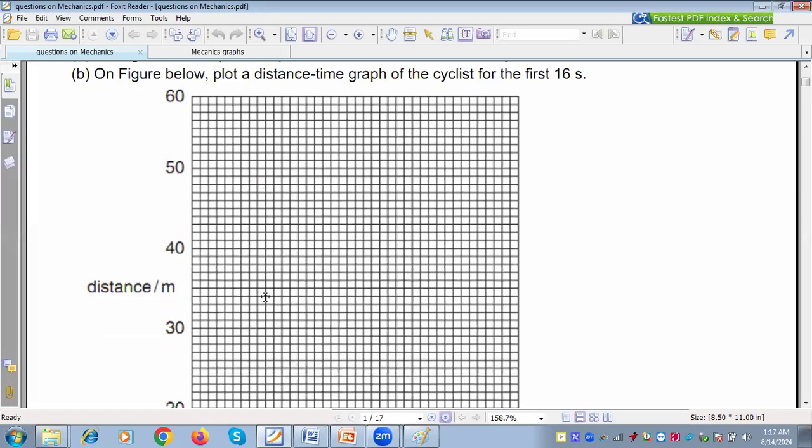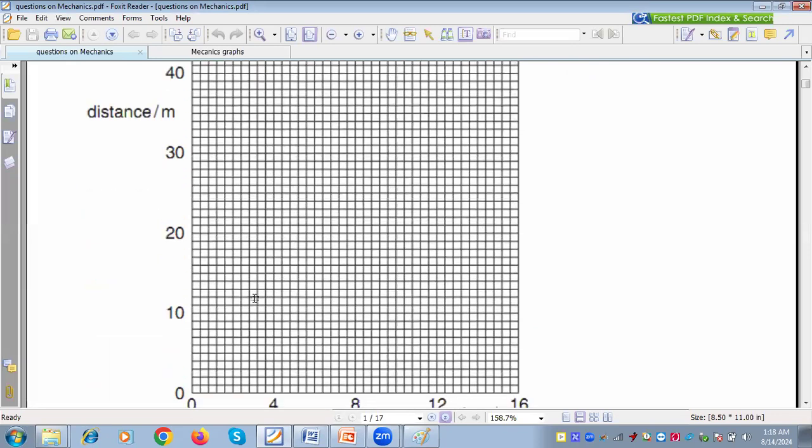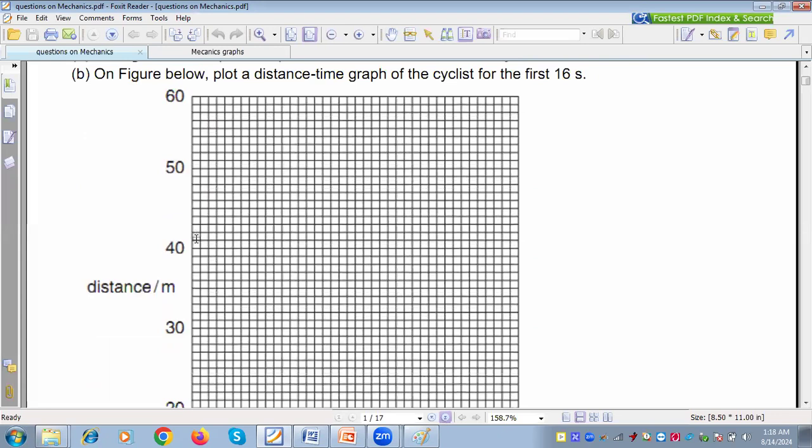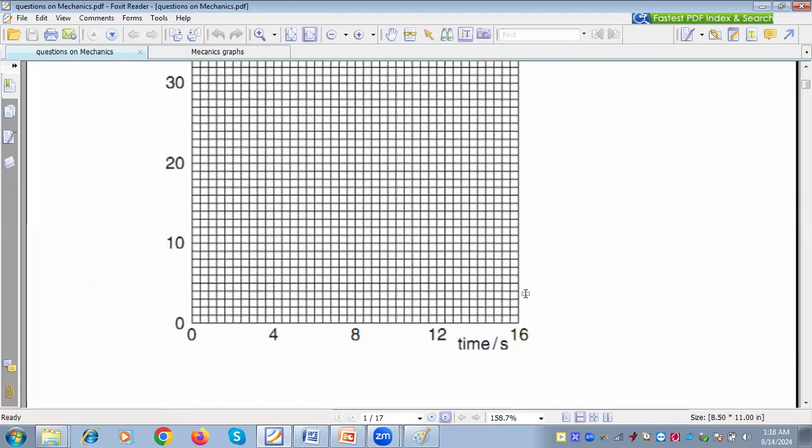Now you have to plot the graph for the various positions of the cyclist. The first position, covered in 4 seconds, is 8 meters. So on the graph, I will mark at 4 seconds, where he has covered 8 meters. This is 10, this is 20, and this is 30. So in 4 seconds he has covered 8, and this would be the position.